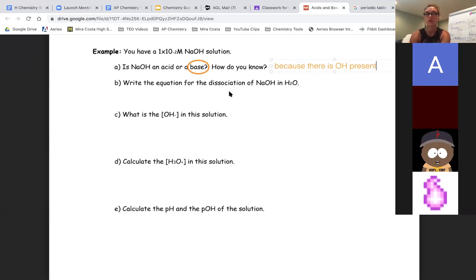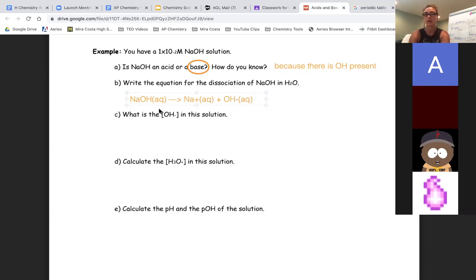Write the equation for the dissociation of sodium hydroxide in water. Well, you don't even need to include the water. If you want to make it aqueous, you can, that's fine. So we can show that it's in water, but essentially what happens is that the sodium ion and the OH ion break apart. And that's what it would look like. And it's a one-way arrow because sodium hydroxide is strong, right? And then it says, what is the hydroxide ion concentration in this solution?